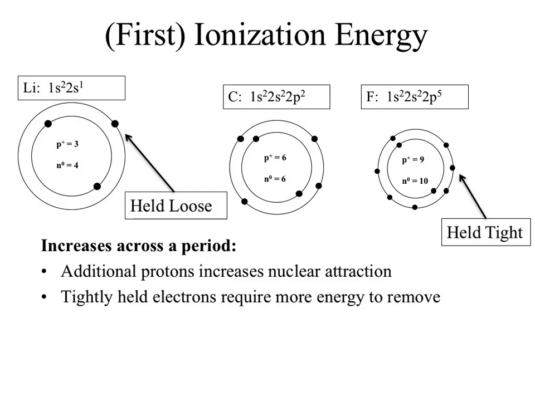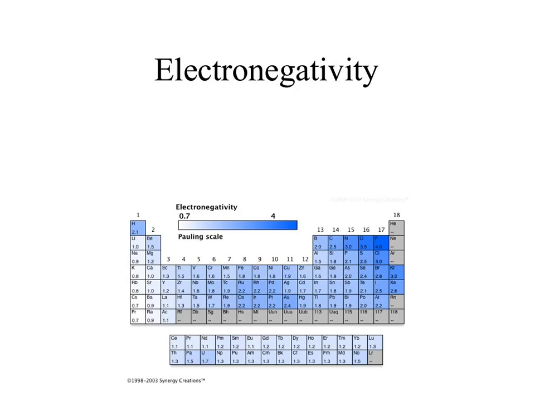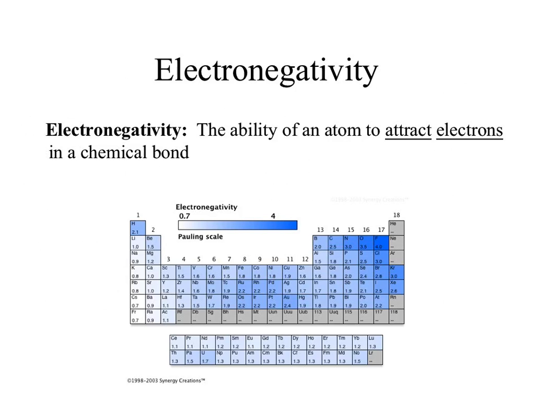Ionization energy is about losing electrons. Can you guys guess what electronegativity is going to be about? Gaining electrons, okay? So, that's why I wanted to skip. It fits right in with this. Electronegativity is about gaining electrons. It's a measurement of the ability of an atom to attract electrons in a chemical bond. I'll come back to metallic character in a minute. Electronegativity is the ability of an atom to attract electrons or gain electrons.